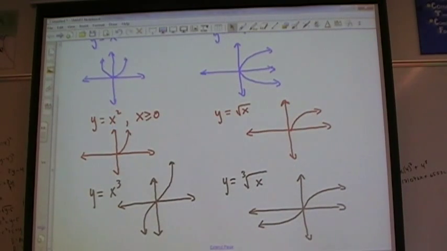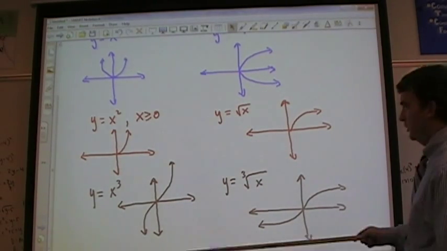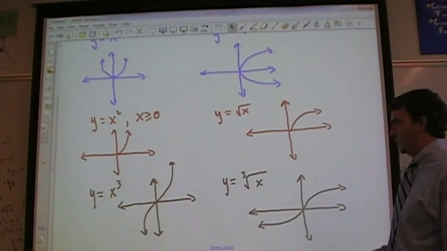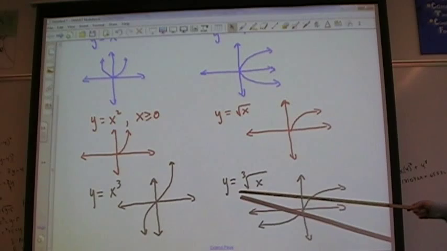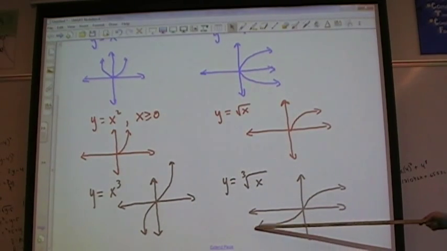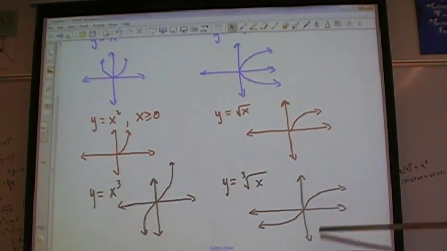And cubics. X cubed takes that shape. Again, we're not going to get too exact, but if you want to get exact, you can always do a table of values and see how close we are to the actual shape. But that's the curve it takes. And if you have the cube root of x, it just flips. So it's going in that direction.